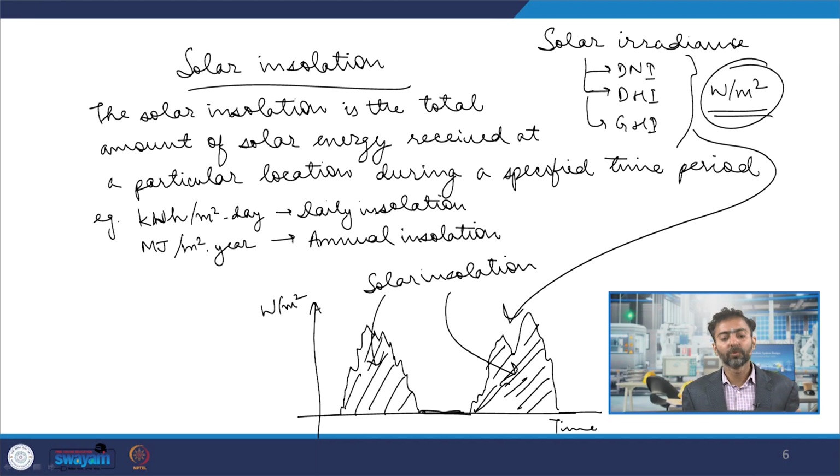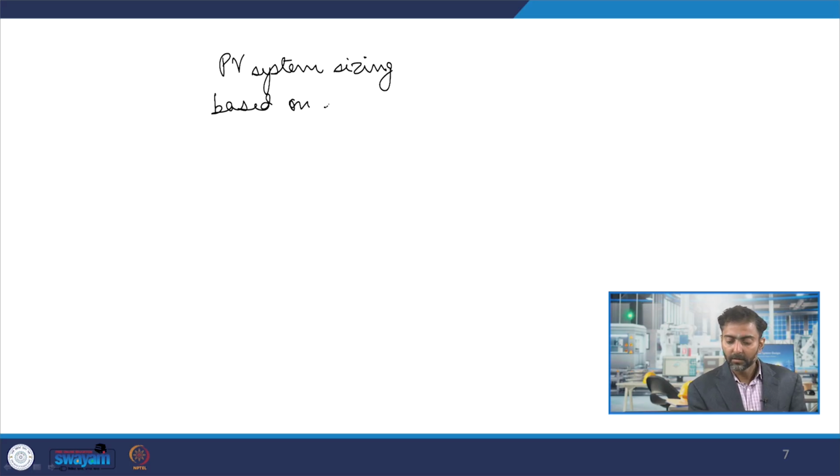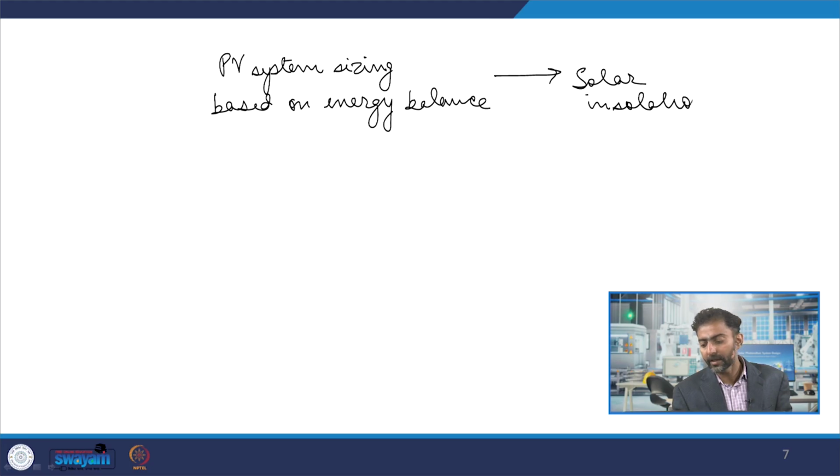So, let us say I want to do the overall sizing of a system. Suppose I want to do the PV system sizing based on energy balance only. That means that the total energy requirement which I am having for a particular application, I need to get that entire energy from the solar PV system. So, for that type of study, solar insolation is good enough. If I just have the insolation value, how much is the daily insolation or annual insolation, that can help me do the PV system sizing based on the energy balance.